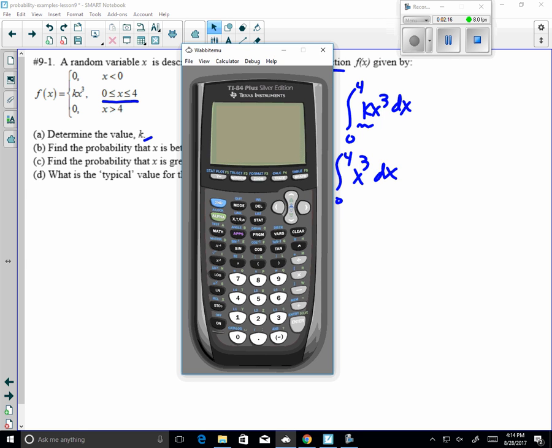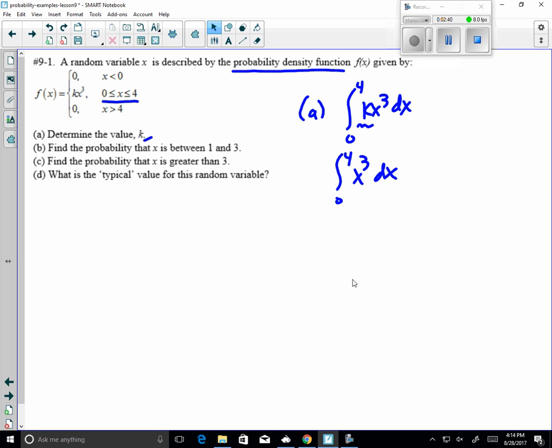So we have a TI-84 here. I could, for example, use math and then function 9 to do an integral from 0 to 4 of x cubed dx. This will give me the area under the curve of x cubed between 0 and 4, and that turns out to be 64. So if the area without the k is 64, then because this sum has to equal 1, this k would have to be 1 over 64.